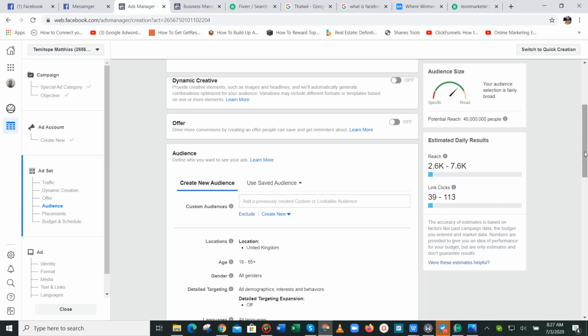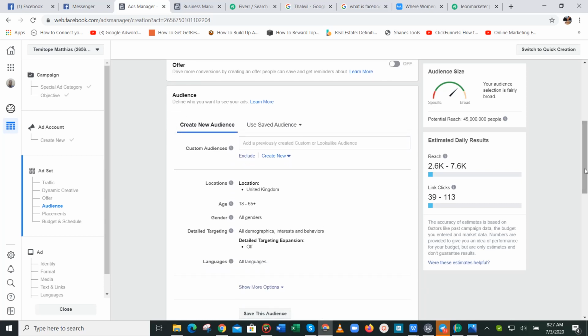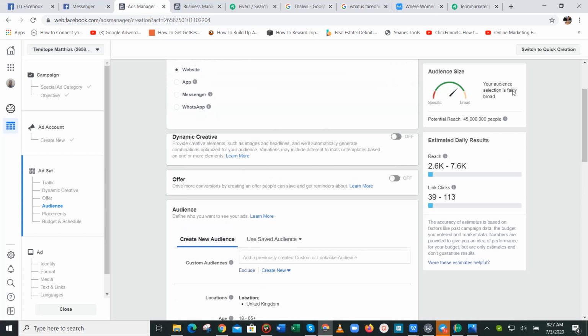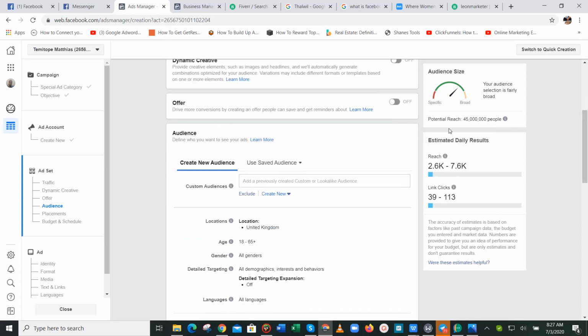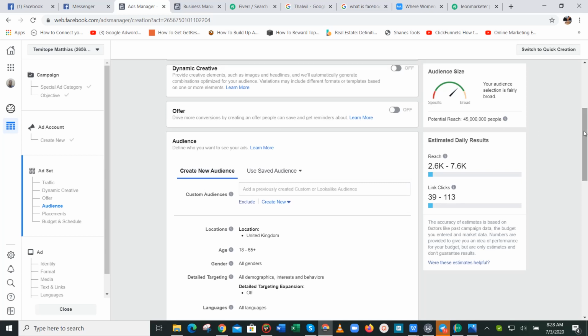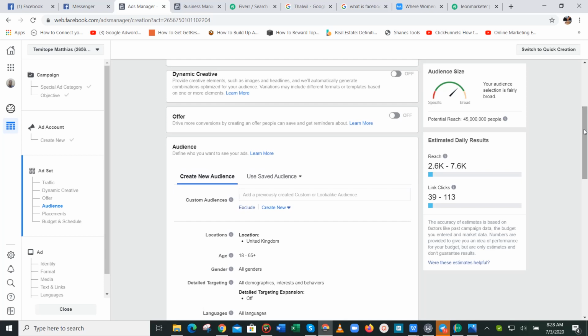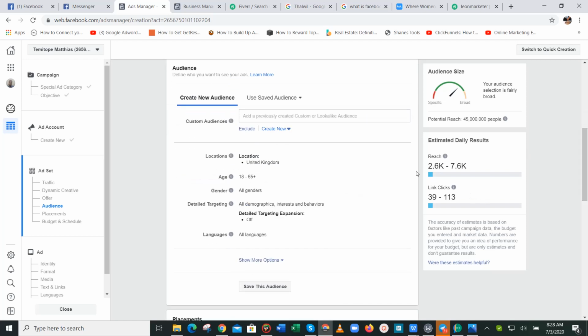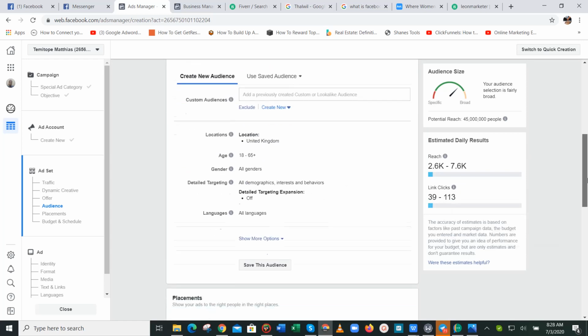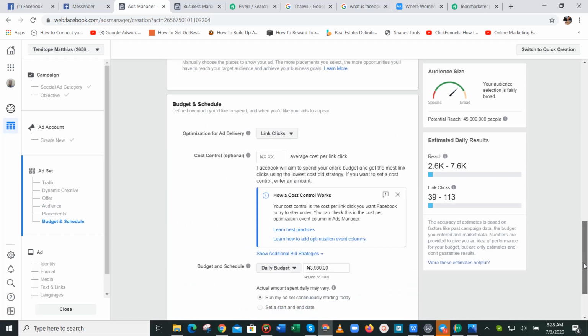So now this is the audience, this is the main part. This is the core. So now you will see something like this. It says audience size. We haven't chosen the place we want to target, but it says 45 million people is the potential reach. That is the estimated reach we can get. Then link clicks is 39 to 113. This is like, let me say, what can I call this?